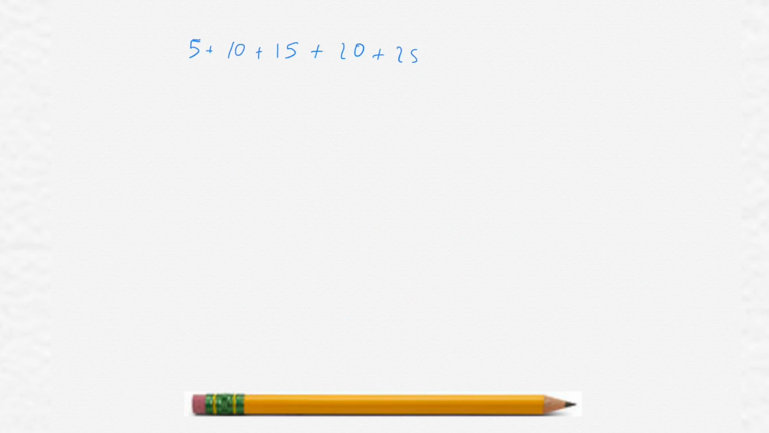Here we go. It works with any evenly distributed sequence. So 5 plus 10 plus 15 plus 20 plus 25, 30, 35, 40. You get the idea. So here we go. We take the first number, which is 5. We take the last number, which is 40. We divide that by 2.